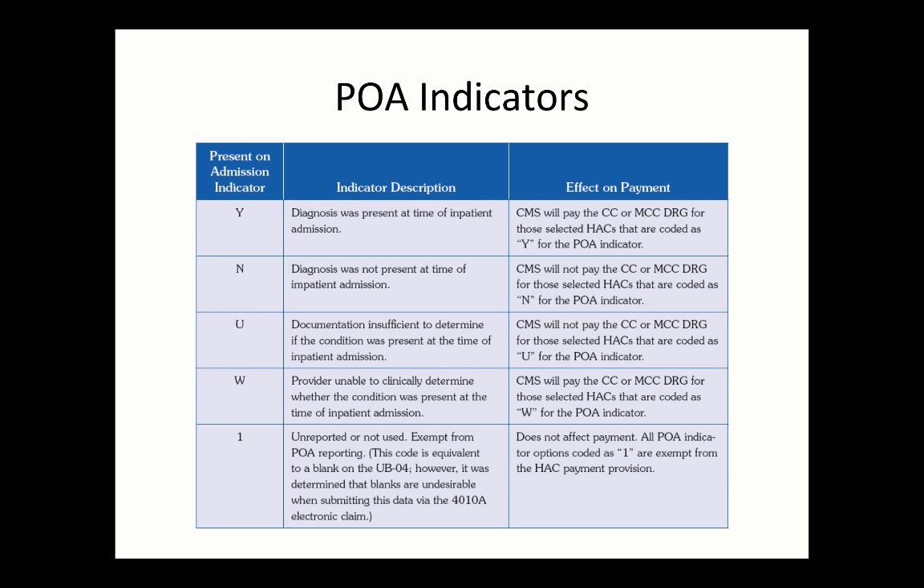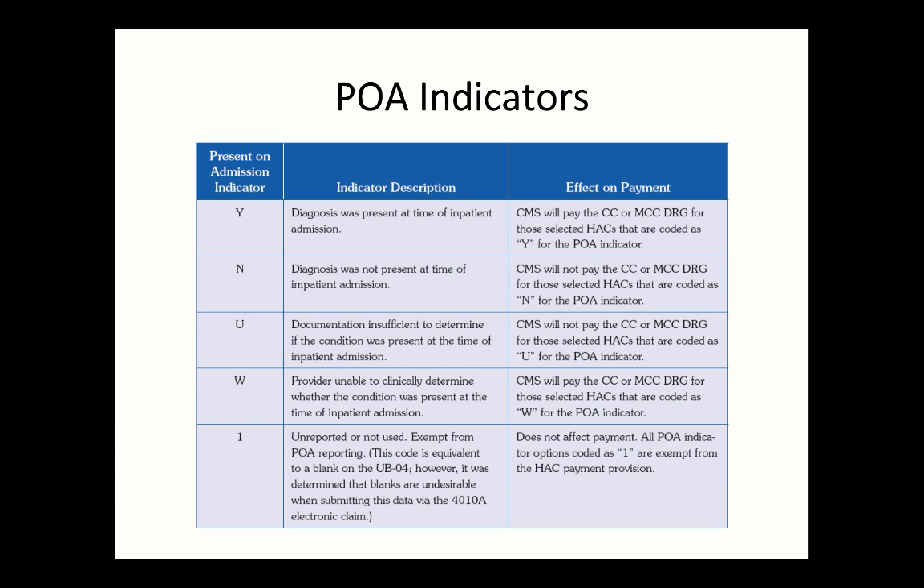The POA indicator is a Y for yes. This indicates that the diagnosis was present at the time of inpatient admission, and therefore CMS will pay the CC or MCC DRG for those selected hospital-acquired conditions that are coded as yes. If the POA indicator is an N for no, the diagnosis was not present at the time of inpatient admission. Therefore, CMS will not pay for the CC or MCC DRG for those selected HACs. A U is for unknown and indicates that documentation was insufficient to determine if the condition was present at the time of the inpatient admission.